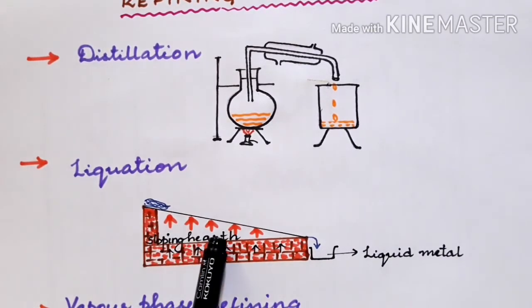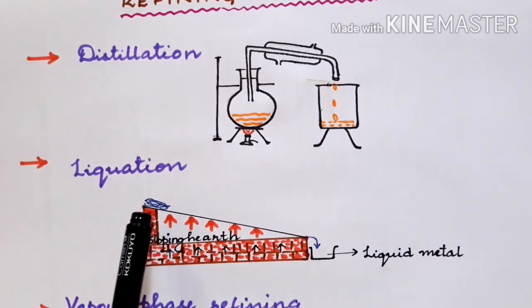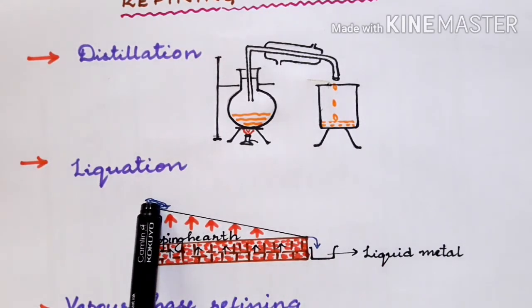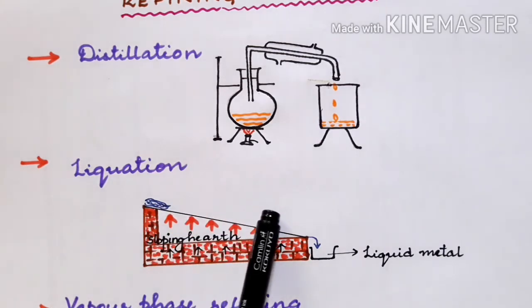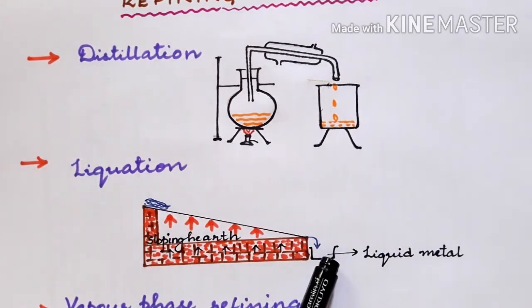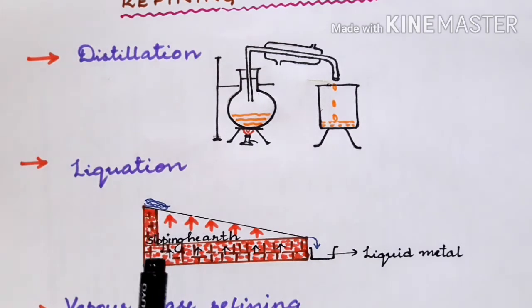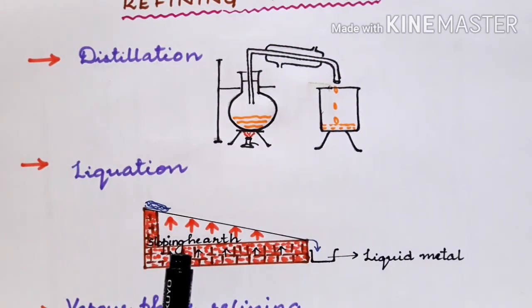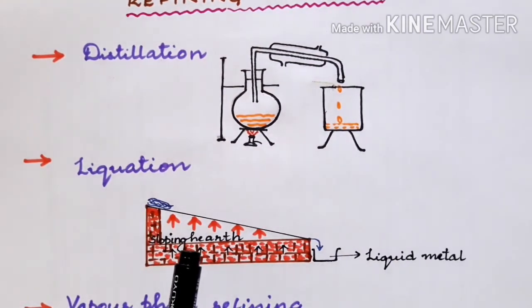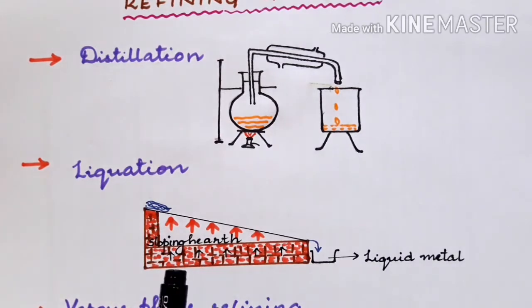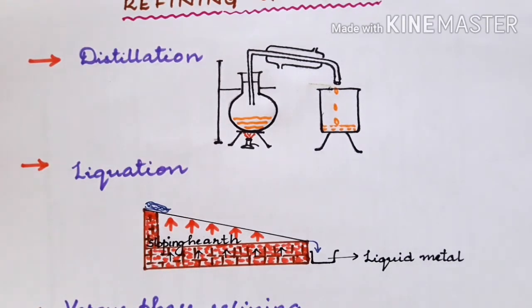And when heating is done, you find that the fusible metal melts faster and it is collected at the other end, whereas the infusible materials remain as gangue in the other end. Metals like bismuth, tin, lead, and mercury can be purified by this method.